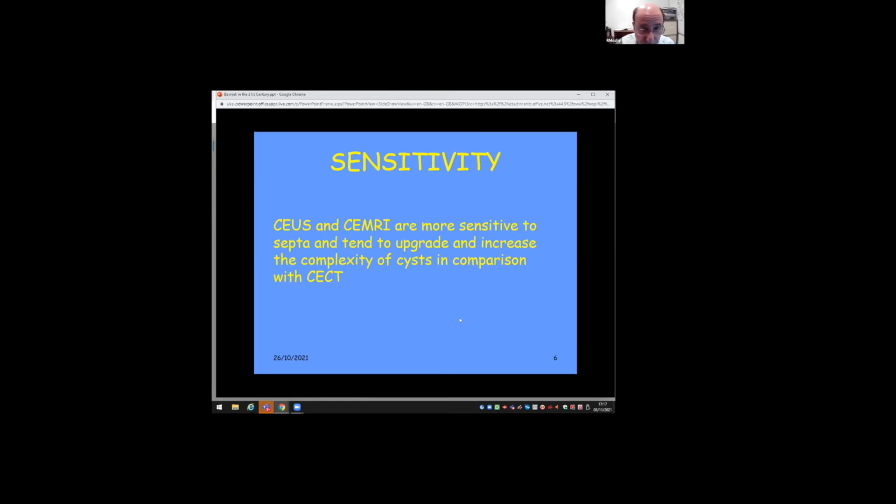Because, as we've said, we are more sensitive, we tend to upgrade the Bosniak score because we see more septa. Now that could be to the detriment of the patient. So there is a tendency to upgrade lesions rather than the other way around.